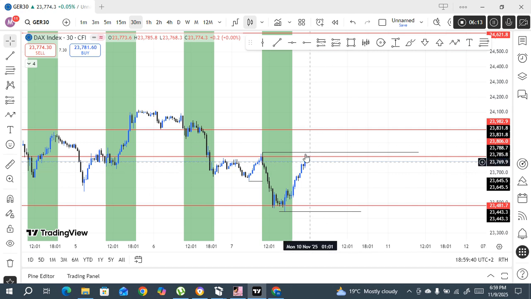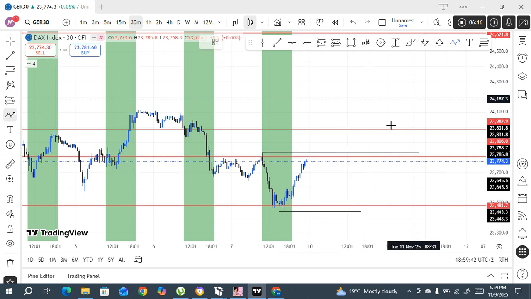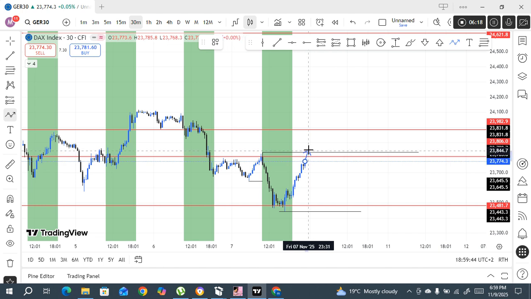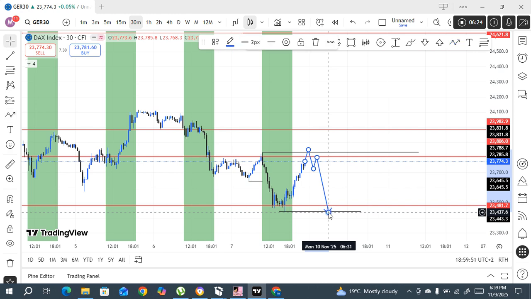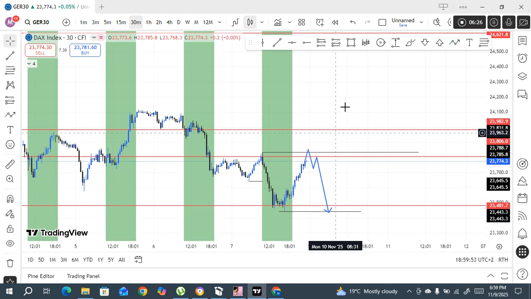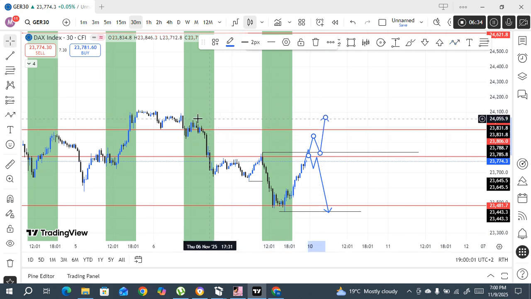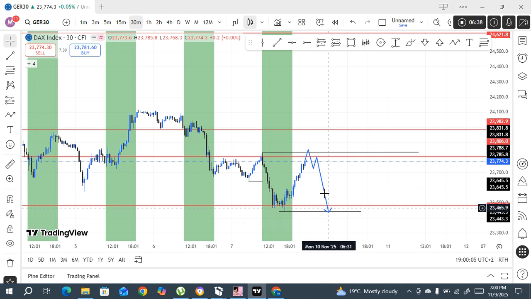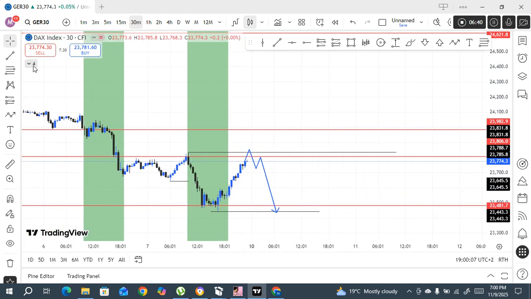Meaning, if we fail to break here, what do we now expect? We expect the market to reject from here and then come back, break here, test, and then come down to tap here. If not, if the market is going to break right here, test here, then we expect the market to push and reach this other bank zone. But for now, we are expecting the market to be bearish.